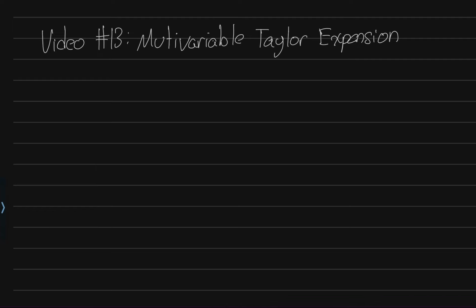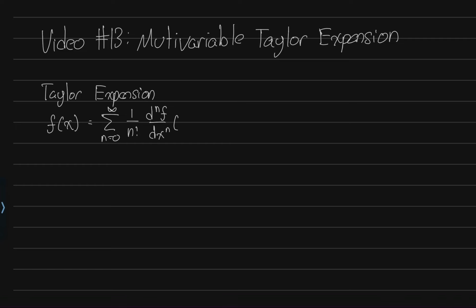So just as a recap, in the previous video we expressed a Taylor expansion in the following way. For a single variable, we said that f of x is going to be equal to the infinite series from n equals 0 to infinity of 1 over n factorial times the nth derivative of f of x, d^n f over dx^n, times (x minus a)^n.